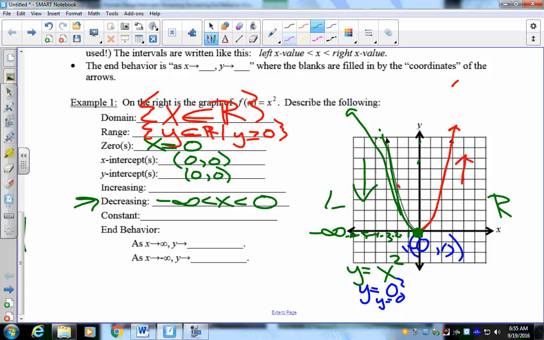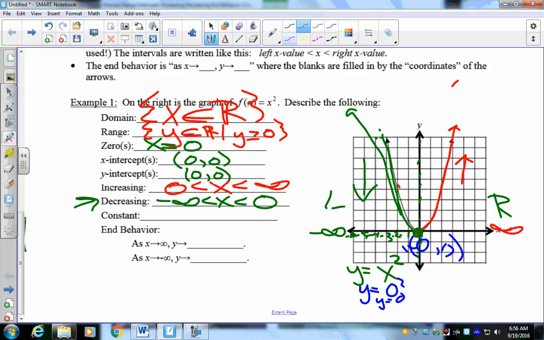At 0 right here, it turns around and goes the other direction. So that means it's increasing from 0 up to positive infinity. Okay, it's increasing from 0 to positive infinity. So the graph is going up between the x values of 0 and positive infinity.